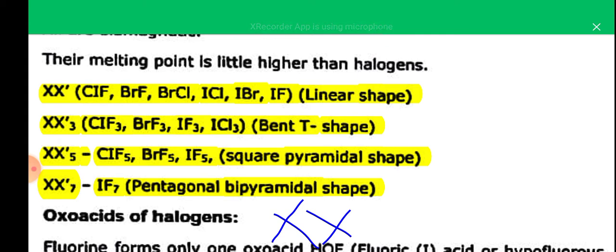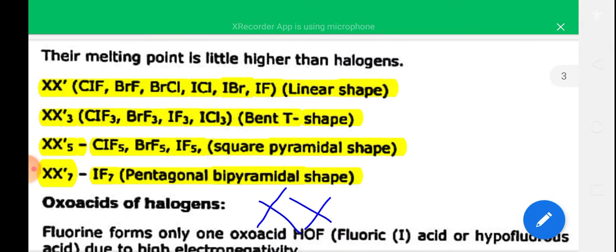XX'5 type interhalogen compounds are ClF5, BrF5, IF5. All these are square pyramidal in shape. And the interhalogen compound of the type XX'7 is IF7, and the shape of IF7 is pentagonal bipyramidal. So examples of different types of interhalogen compounds and their shapes are given here.